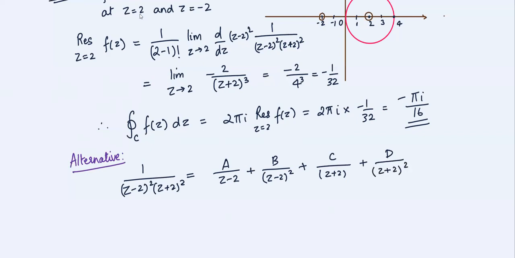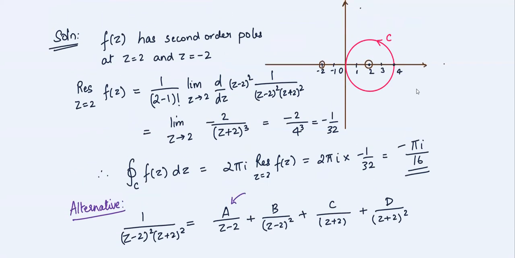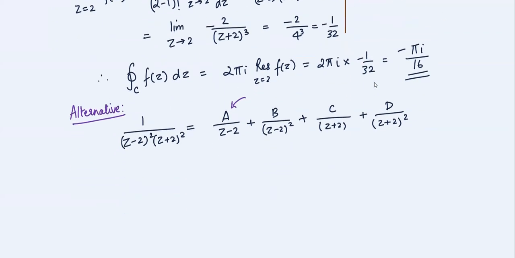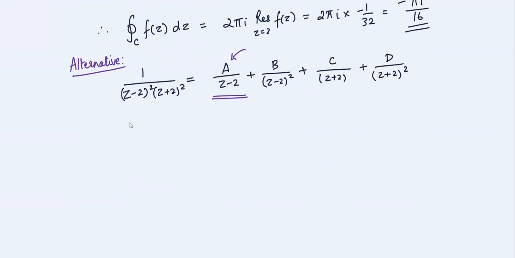What am I looking for? I am only looking for a, because I have to find only the residue at z equal to 2. That means I have to find the coefficient of 1 by z minus 2. So I am looking for this term. I need to find a, that is the residue. So here the residue of f of z at z equal to 2 is a. Here I need to find a.